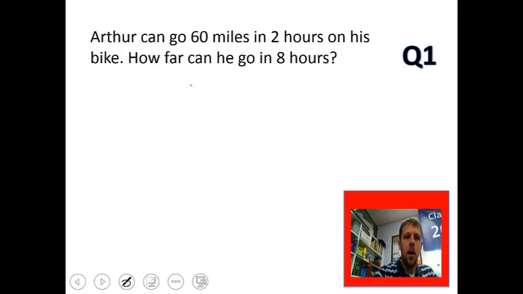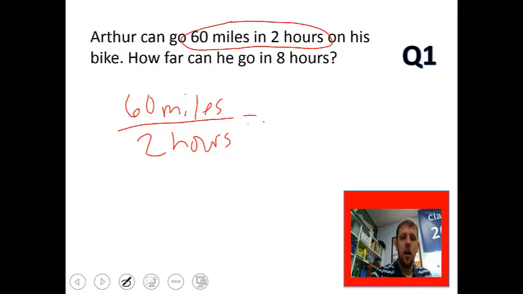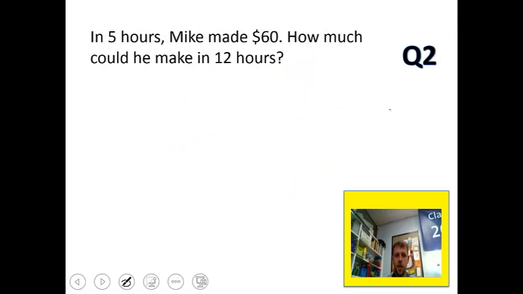Okay, Arthur can go 60 miles in 2 hours. All right, that's a ratio. That's a relationship between two numbers. All right, let's use that and find an equivalent ratio to figure out how much 8 hours is. 8 hours, 2 goes into, okay, that's times 2, which is 120 miles. All right, try the next one by yourself. Ready, set, go.